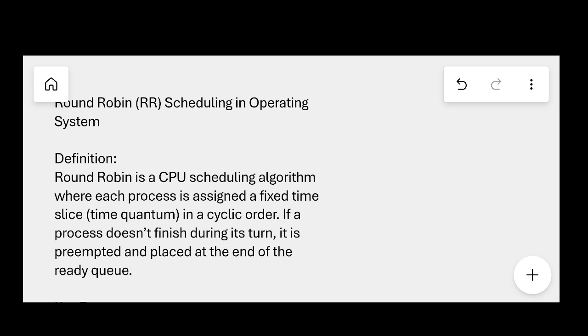So round robin, or RR, is a CPU scheduling algorithm where every process gets a fixed amount of time, called a time quantum, to run on the CPU. If a process doesn't finish in its turn, the CPU stops it and moves it to the end of the queue, so the next process can run. This way all processes get a fair share of CPU time.